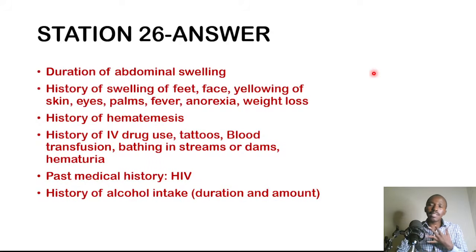Is there any history of hematemesis? Because remember that there are varices that can cause bleeding. Is there any history of them being in intravenous drug use? Because you're thinking chronic liver disease. What are some of the causes of chronic liver disease? Is there any blood transfusions? Do they bath in streams or dams? You're thinking schistosomiasis. Is there any hematuria? Then of course, the past medical history of HIV. Alcohol intake is very important. The duration, the amount, and the type of alcohol that they're taking.